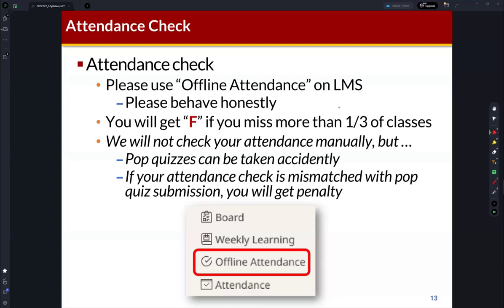Okay, so you are lucky. On the LMS, you can find the offline attendance. And then I will create the attendance check link. Maybe it's called the link. Where is it?